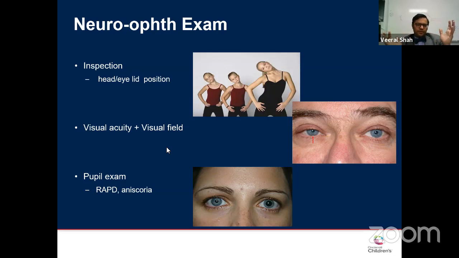So in neuro-ophthalmology, a big thing for us is to look at the visual acuity, but also the field. And so we're doing confrontational visual fields in children. We're doing visual fields in children who can cooperate with it. But you can get a very accurate idea of pathology by doing visual fields in neuro-ophthalmology.